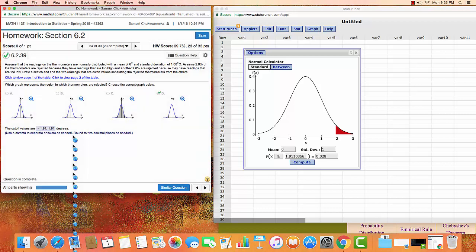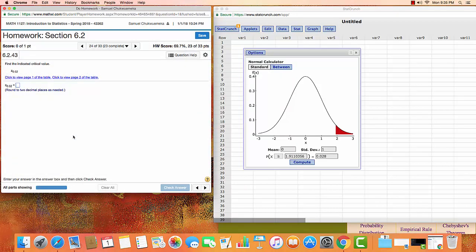Okay, these are critical values. I think we'll do this in chapter 7, critical values. But let's go ahead and do this. Question 24 is my turn.